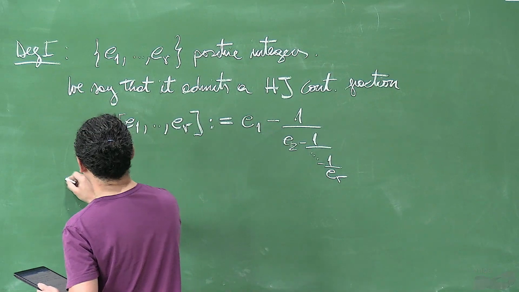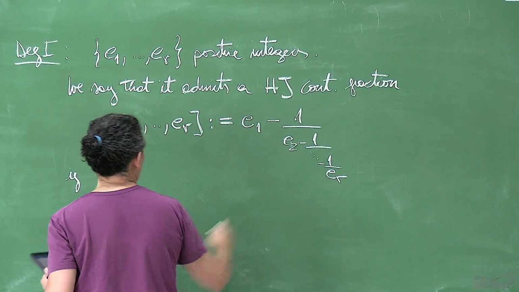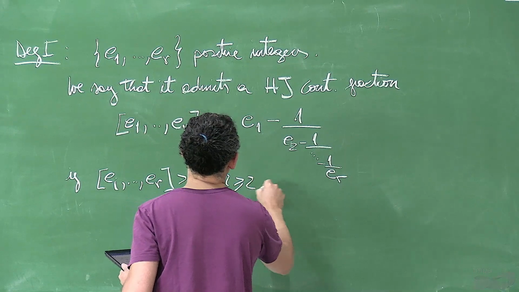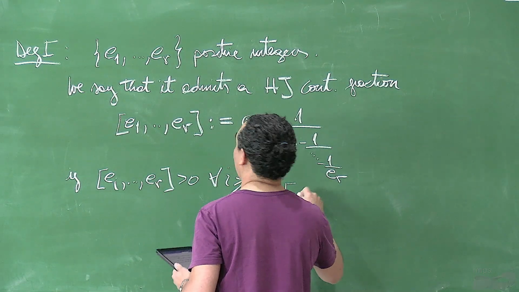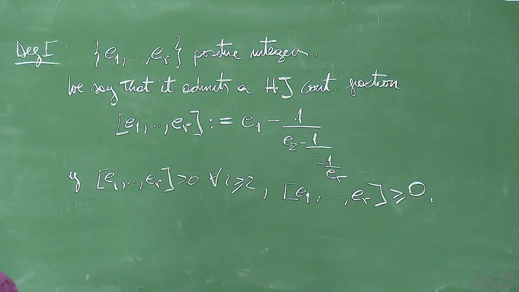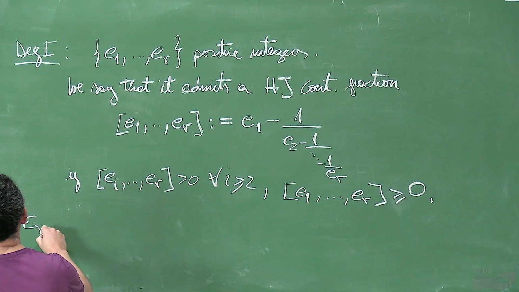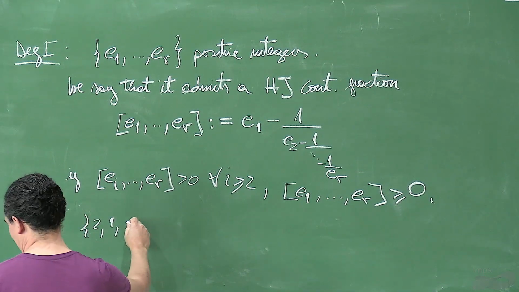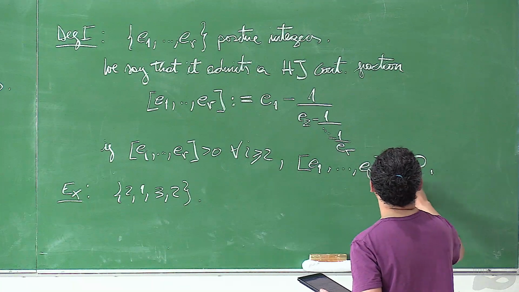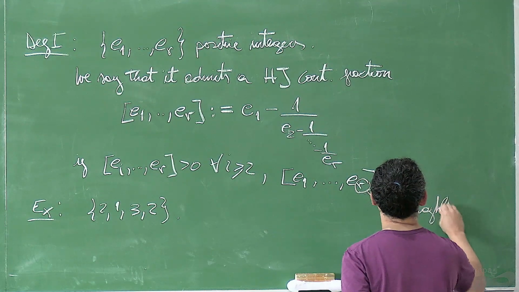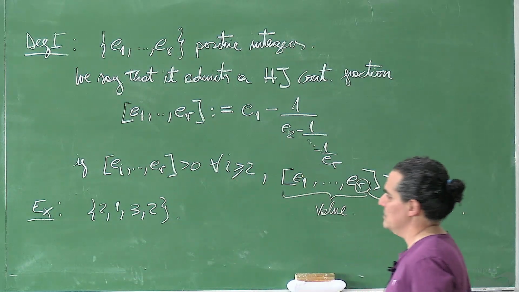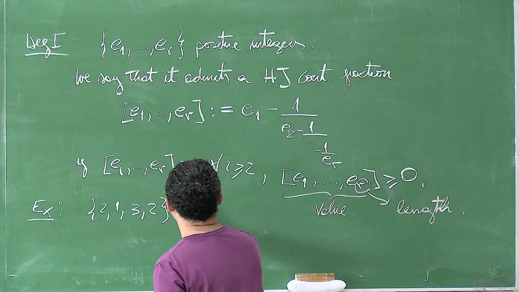If the continuous fractions from i to r are positive for every i bigger or equal than 2, and for the whole thing, maybe it could be 0, so bigger or equal than 0, then that is the definition. For example, if you have 2, 1, 3, 2, by the way, this is going to be the length and this is the value of the continuous fraction. If you have that collection of numbers, you can check that it admits. So this is okay, it admits.